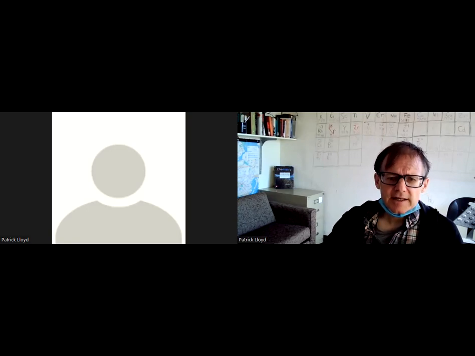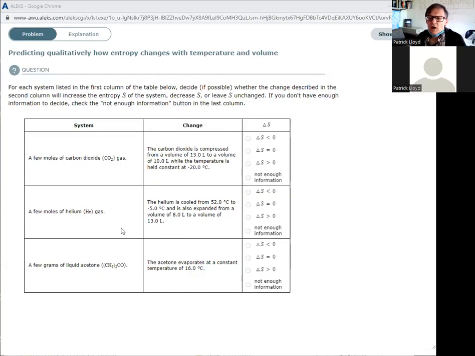Let's take a look, I'll bring this up. A problem involving changes of state and changing of physical conditions. This problem is called predicting qualitative changes, so we're not calculating anything, we're just looking at qualitative differences in how entropy changes with temperature and volume.